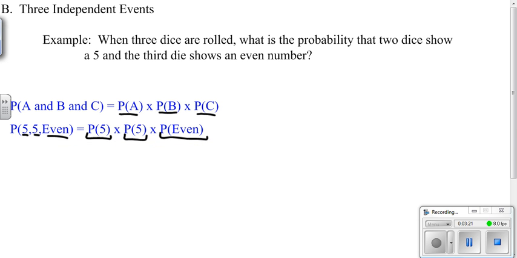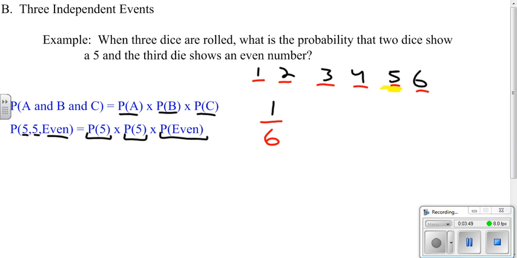So what's the probability of getting a 5 on a dice? Well, the faces of a dice are 1, 2, 3, 4, 5, and 6, and those are the only ones we can get. It'll only happen one time that we get a 5, so there's only one way to get it, and there are a total of 6 possible rolls that you can get. So the probability of rolling a 5 is 1/6.